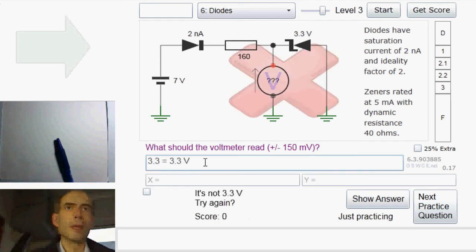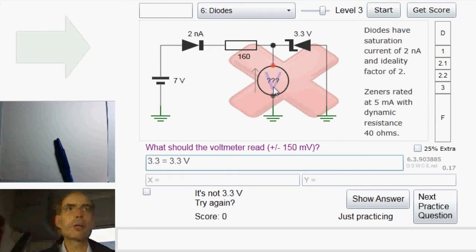But this is level 3, and we need to be a bit more accurate than that. How do we be more accurate? Well, we have to take into account that the Zener diode has 3.3 volts across it when it's got 5 milliamps flowing through it. But here it doesn't have 5 milliamps flowing through it.